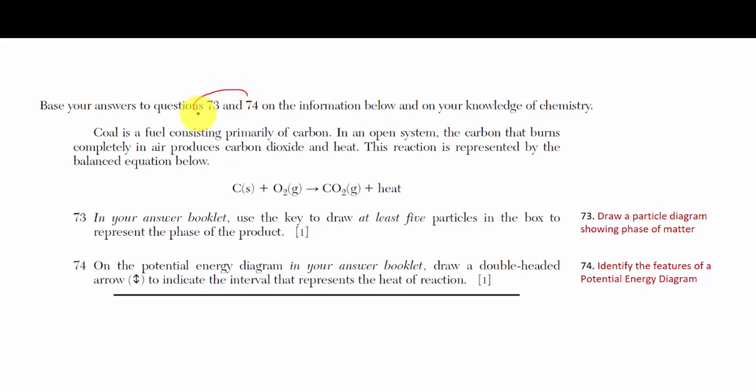Question group. Questions 73 and 74 revolve around a very short narrative which describes the combustion of pure carbon in the presence of sufficient oxygen to produce carbon dioxide as the only product, and heat being given off by the reaction. We're going to do two things with this. We're going to draw a particle diagram that shows the phase of matter of one of these materials, and also we'll be asked to identify the features of the potential energy diagram that might be associated with this particular equation. So let's go to question 73.